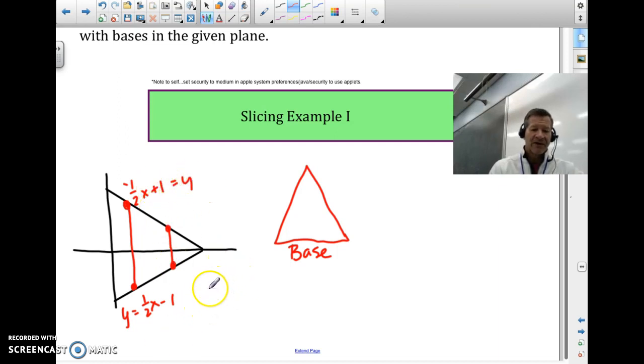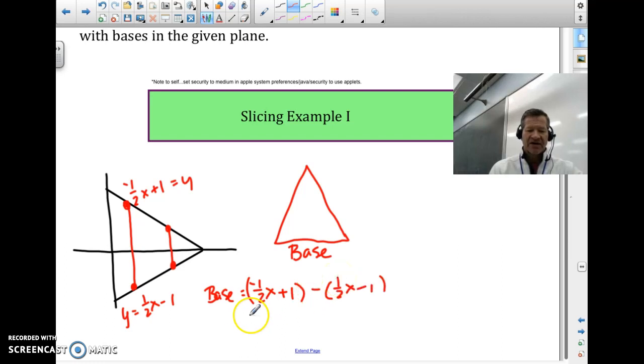So the length of the base of this triangle is going to be negative half x plus 1 minus half x minus 1. Now if we actually subtract those, I'm going to get negative x plus 2. Negative a half minus a half is a negative 1x. 1 minus a negative 1 is 2. So that's the base of this triangle.